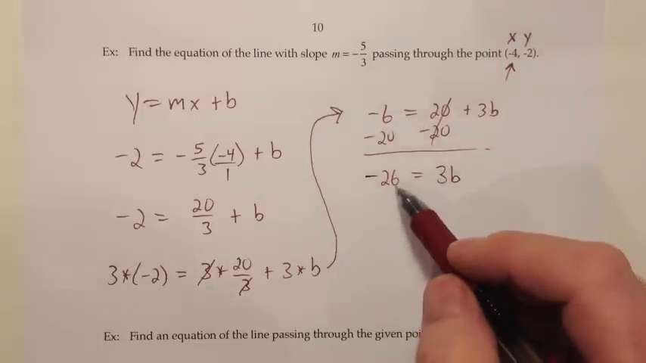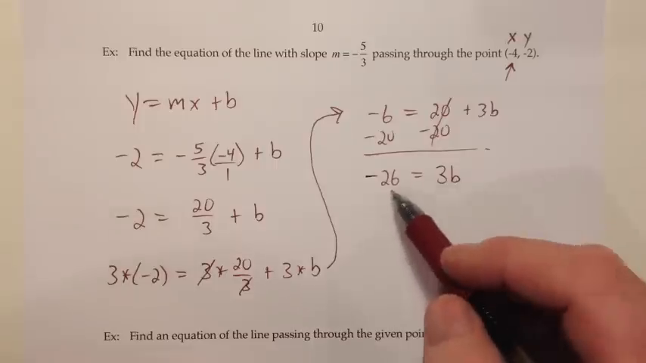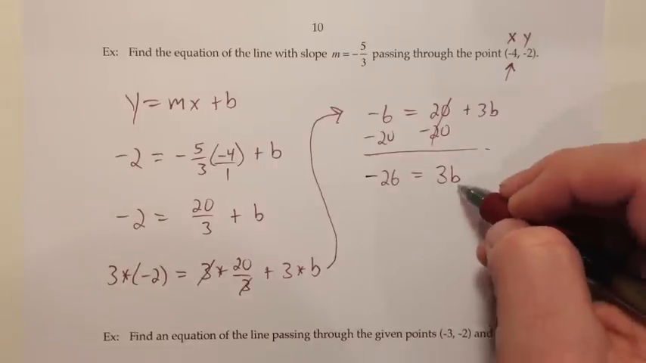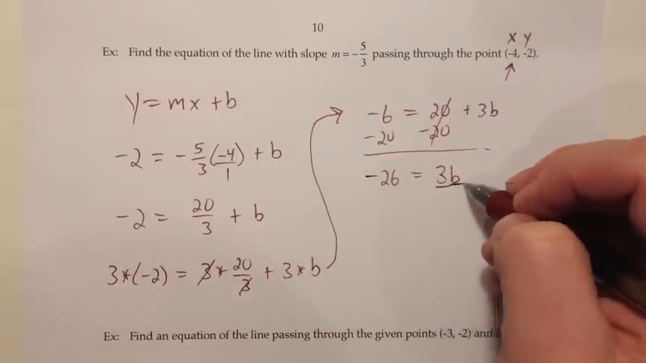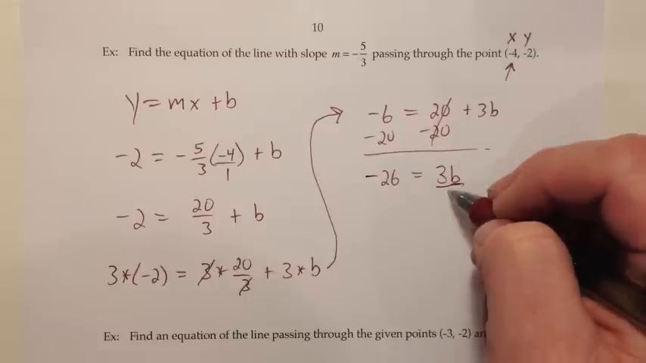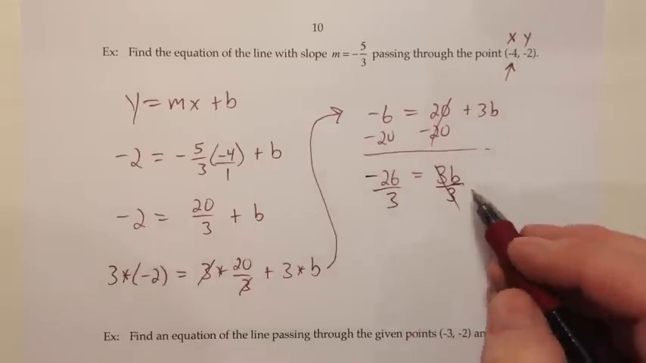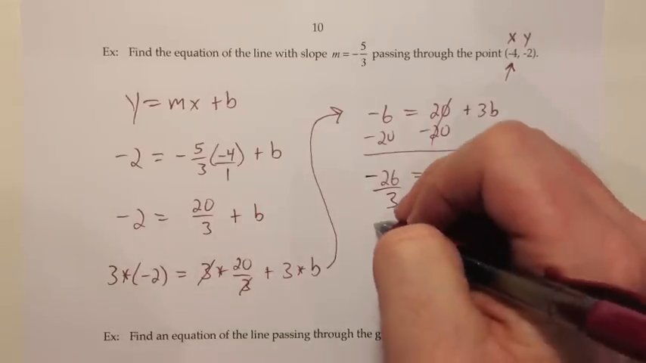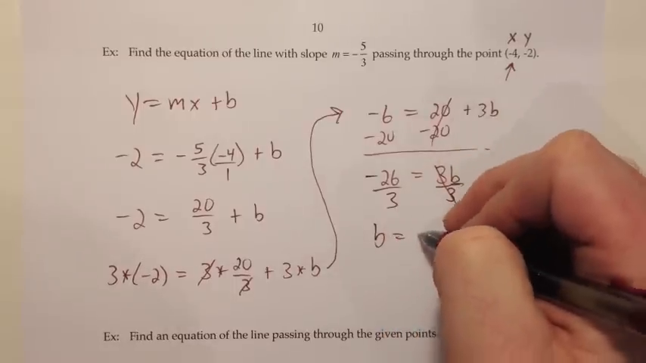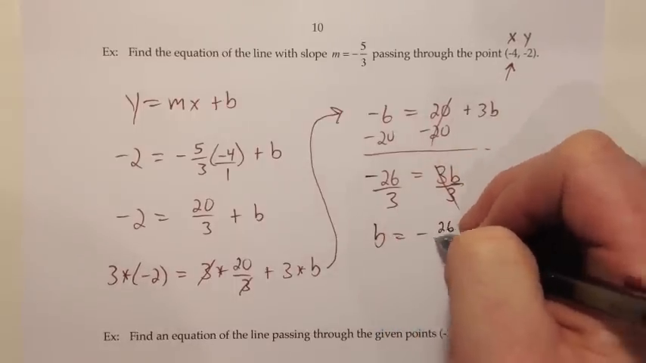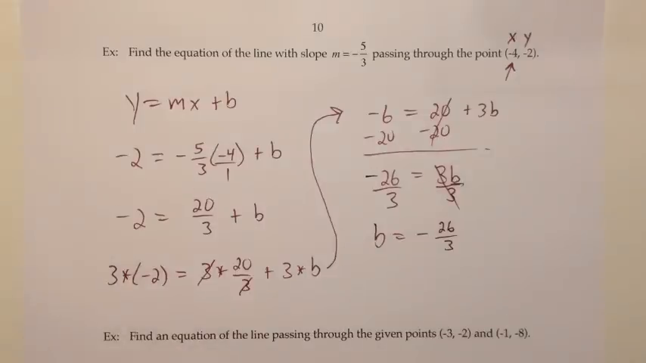So a little annoying here that I have a 6 and a b, and they look very similar, so just be careful with that. This is our variable b right here. It has the 3 connected by multiplication, so I would divide on both sides. Those 3's would cancel, and the b would be left by itself. And it looks like b is equal to negative 26/3. And that was a little harder than the other ones that we did, because of the fractions.